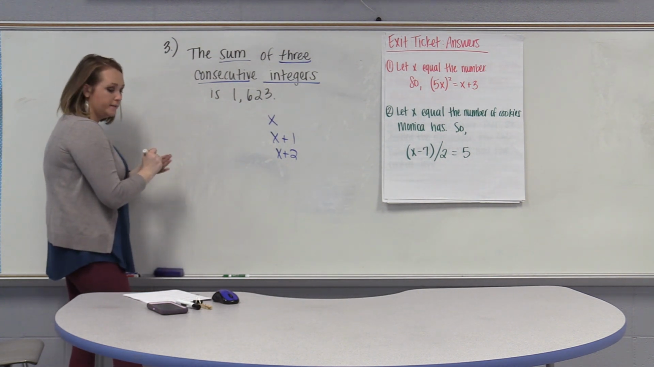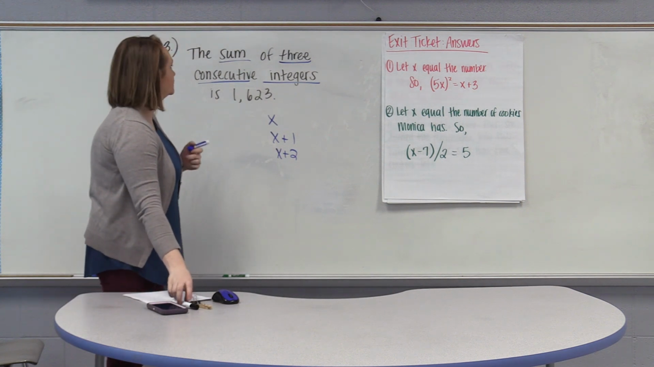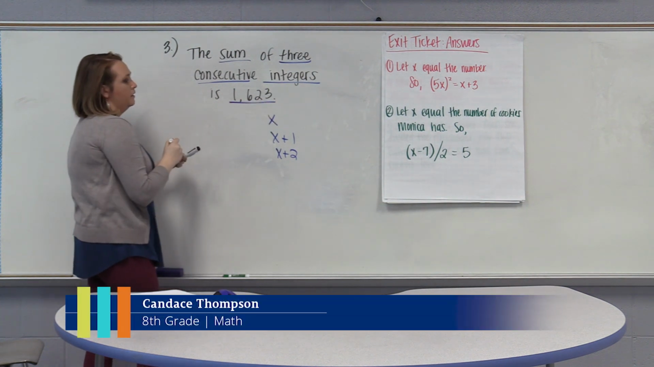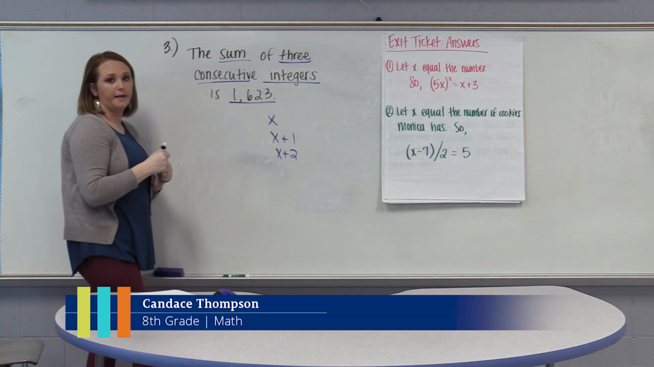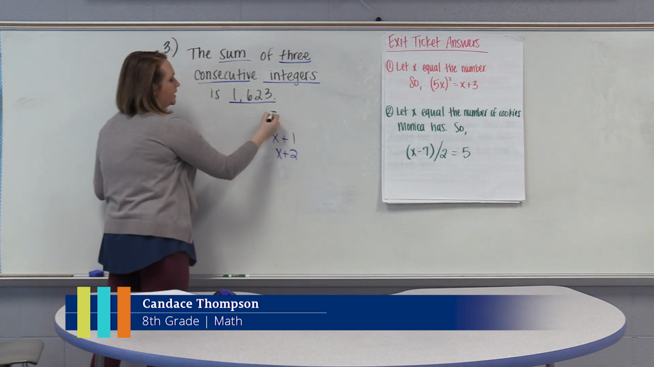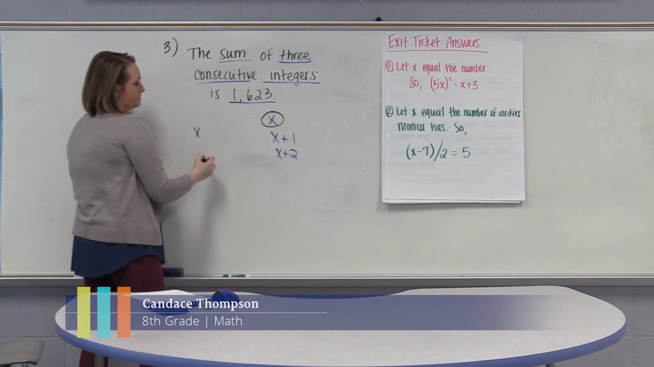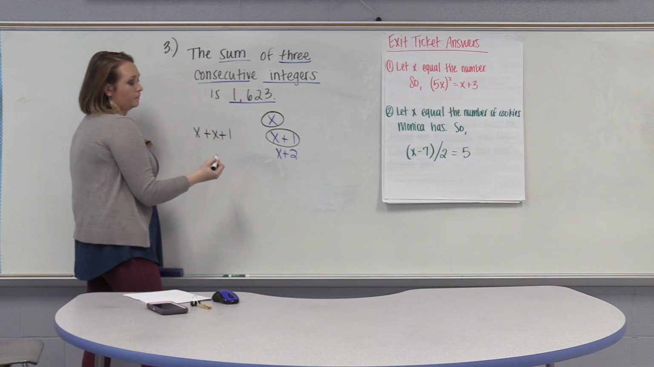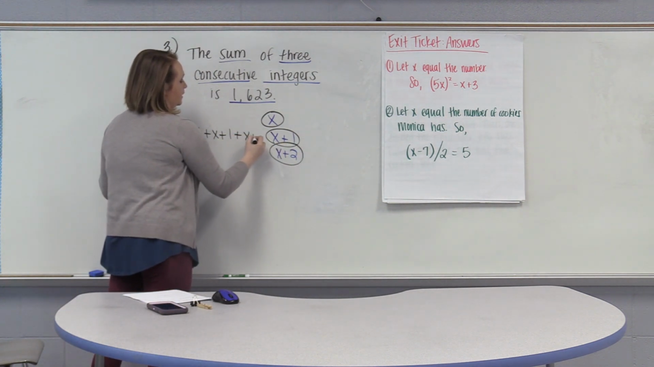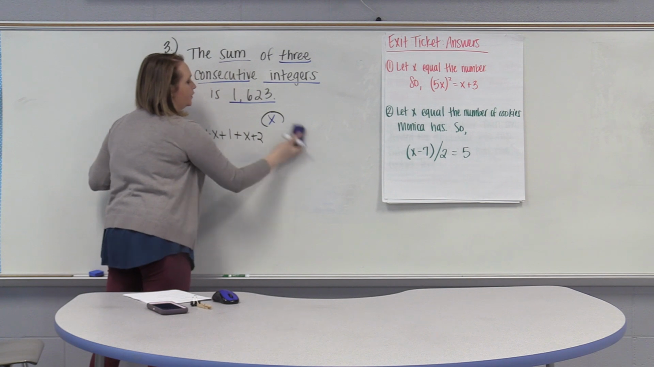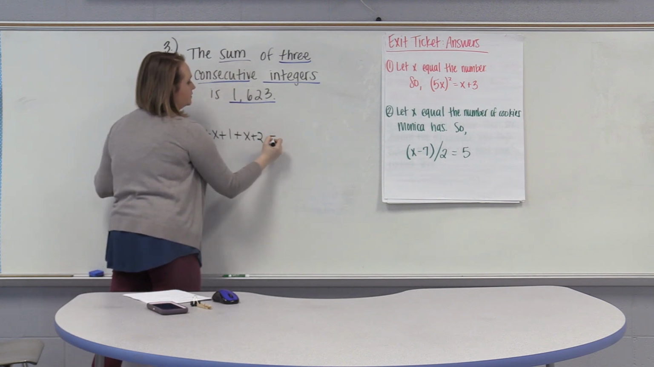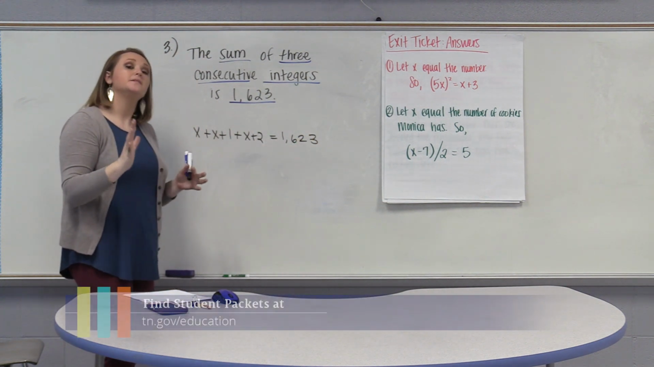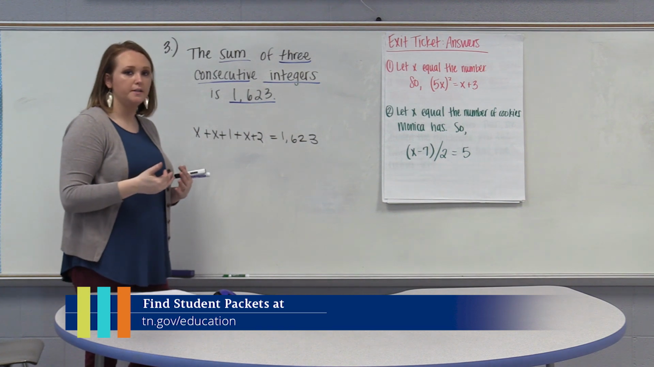Great. Now, what does it say about those 3 consecutive numbers? It says that the sum of them is equal to 1,623. So, I'm going to add x plus x plus 1 plus x plus 2. And when I add all of them together, I should get 1,623. Now remember, this will be the focus of our next lessons, but it's always great to practice this.